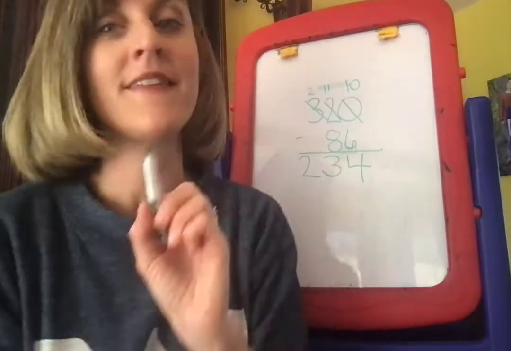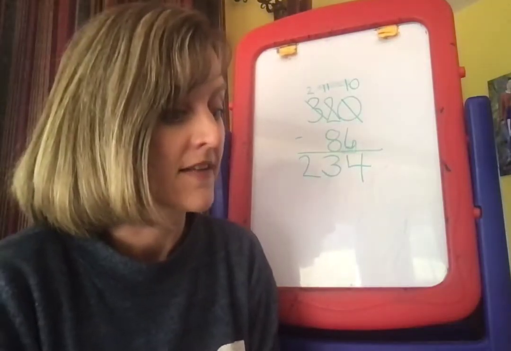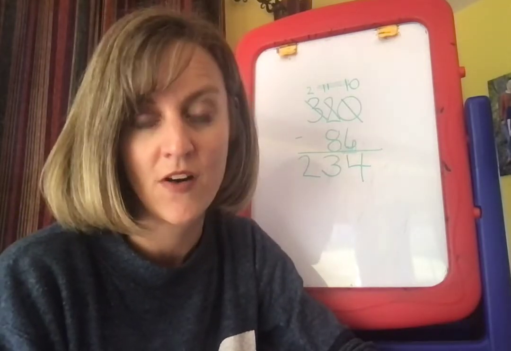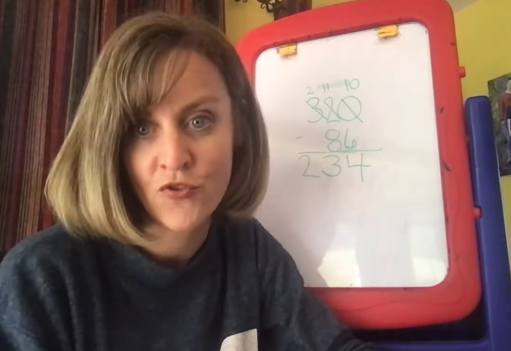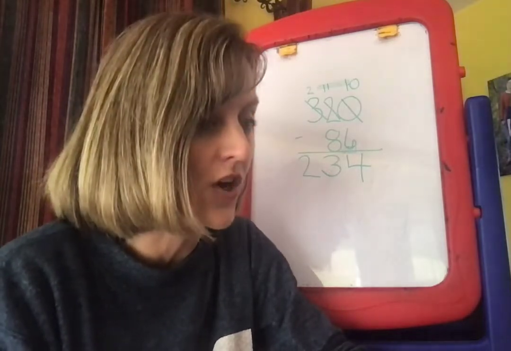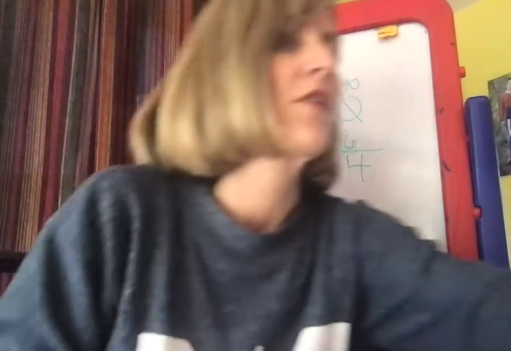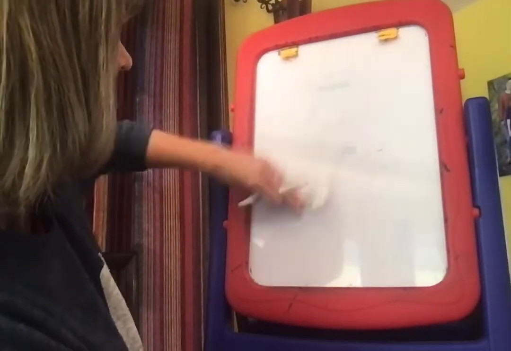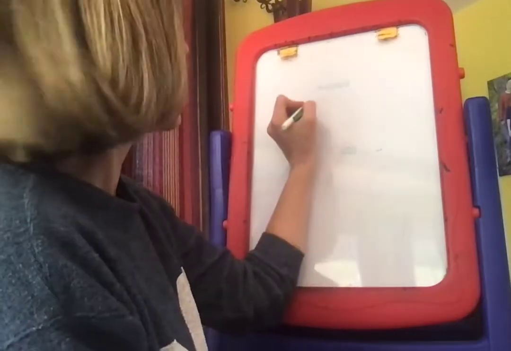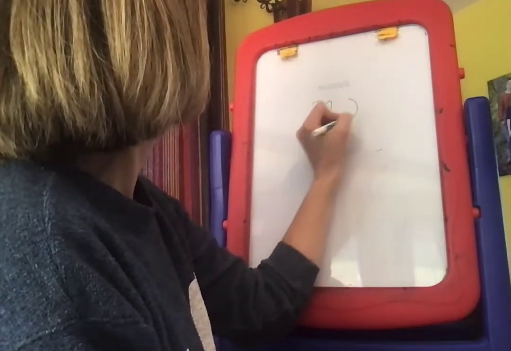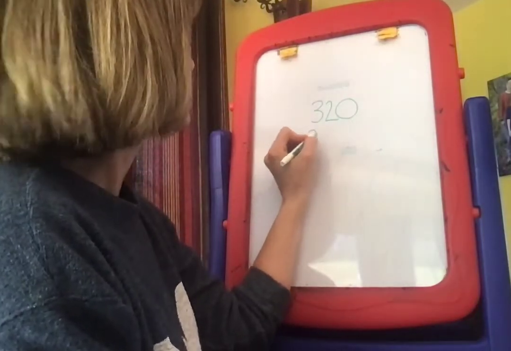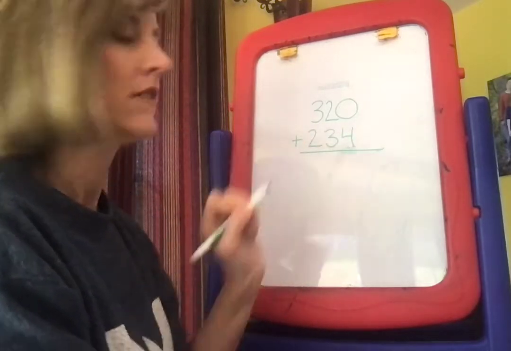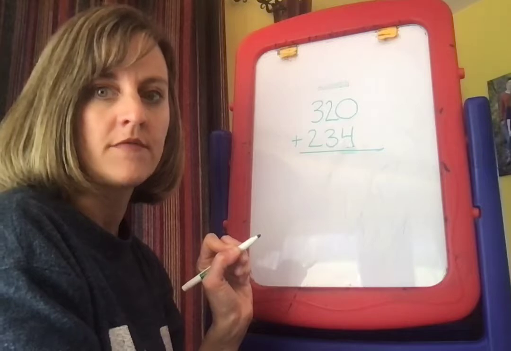Okay, now we are not done. That gives us how many cherry trees there are. So now we're going to add the apple trees to the cherry trees because they want to know how many trees there are total in the orchard. So I'm going to erase this because it's a tiny little board, and we're going to add 320 plus 234. See what we're doing there?